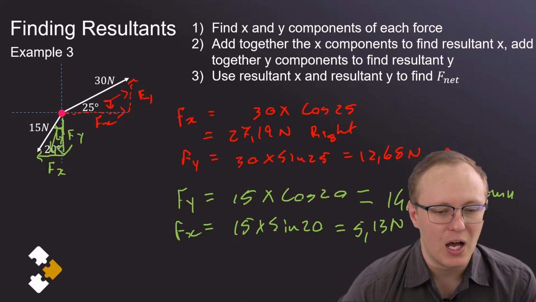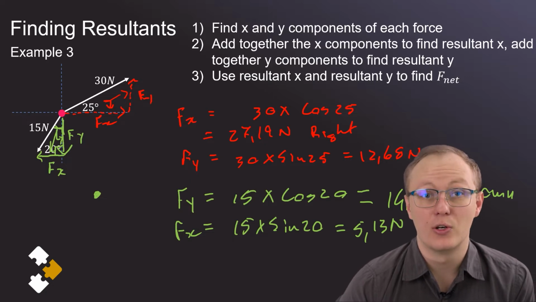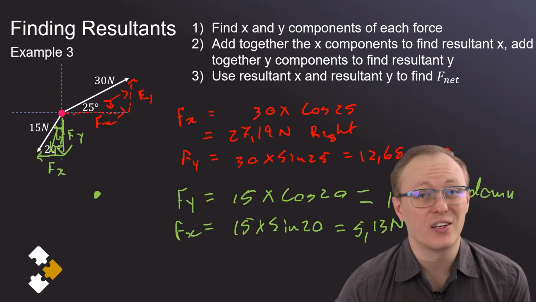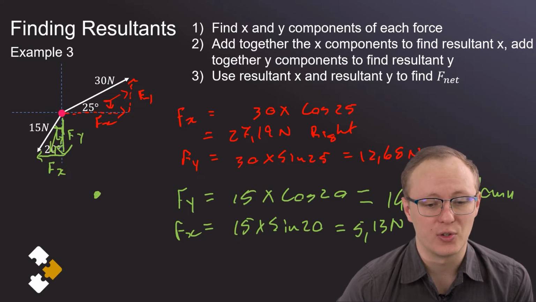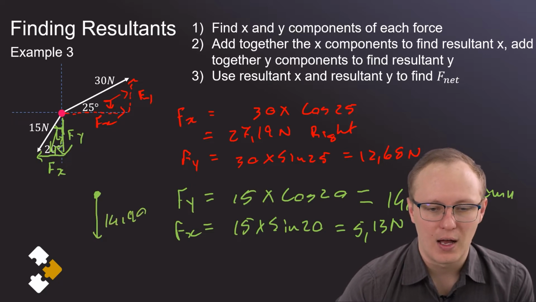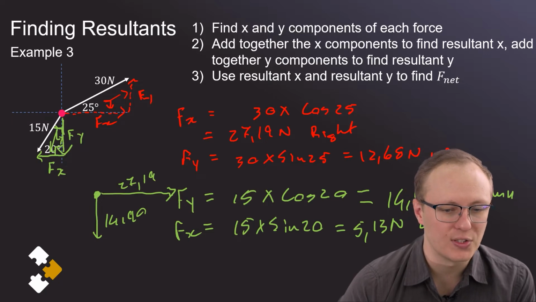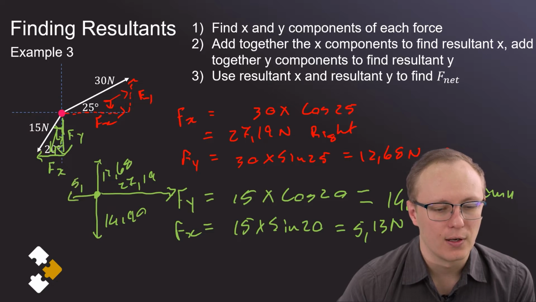Right, so now if I go draw the vectors in on a new diagram and I only draw in these x and y components that I've broken that up into, we'll see that we're actually in a really good position because we can now add up the x and y components to find the resultant x and the resultant y. So I had this 14.10 going down. There was 27.19 going right. I'll put that here, 27.19. There's a 12.68 going up. And then there's a 5.13 going to the right.